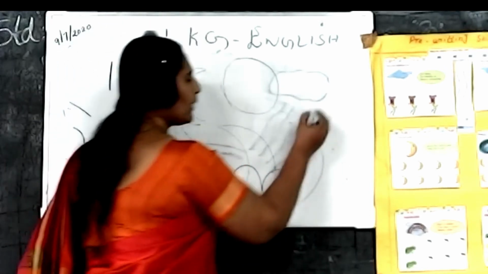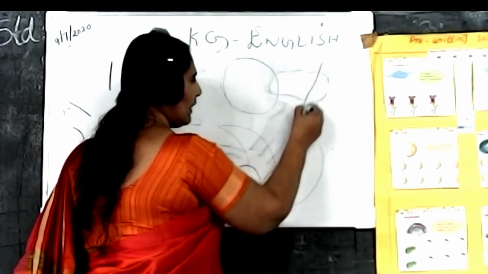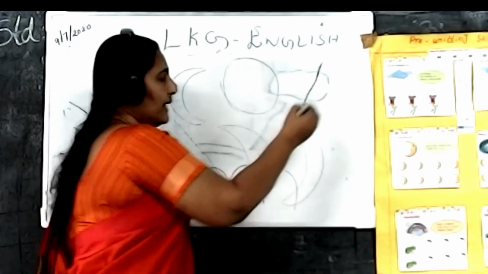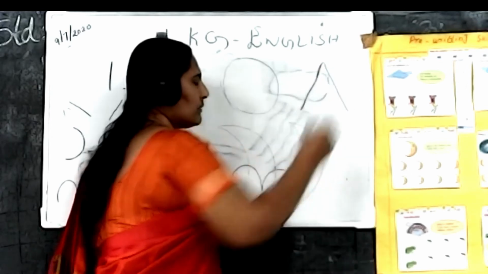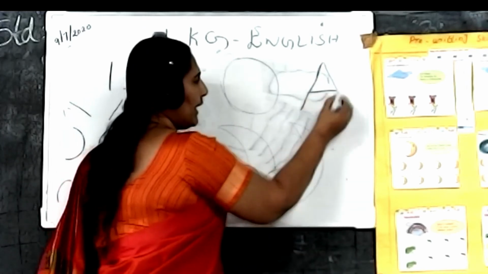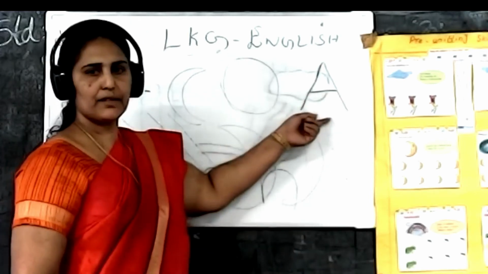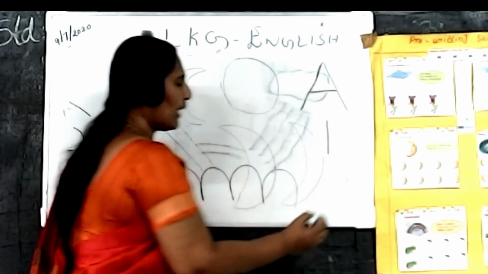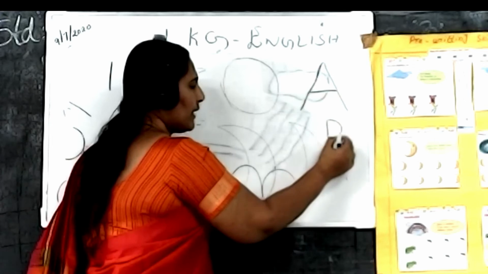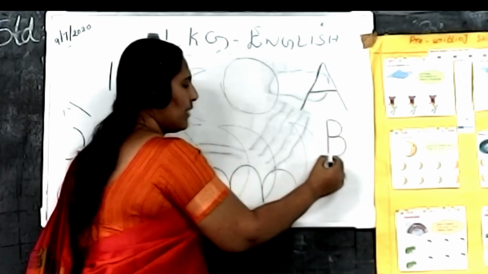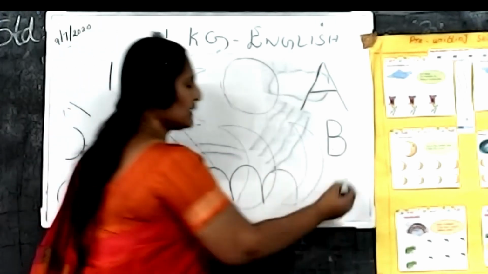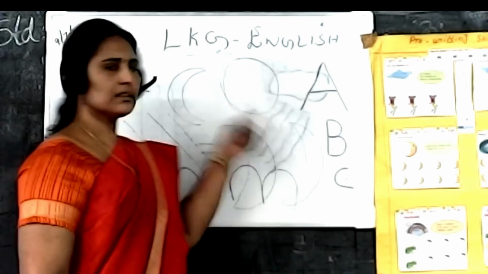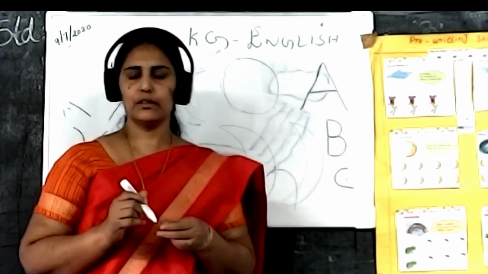Look at the board. I draw the backward curve, the backward standing line, the forward standing line, and then the sleeping line. We get the first letter, K. Next, I draw a standing line and backward curve and backward curve. This is B. Next, I draw a forward curve, C.